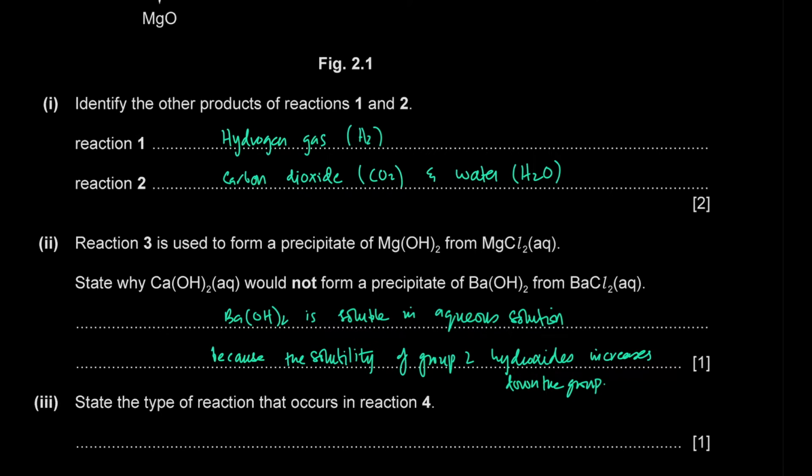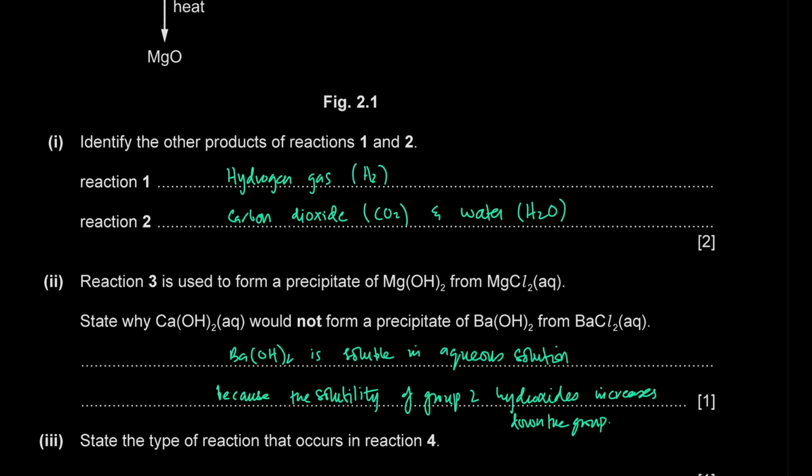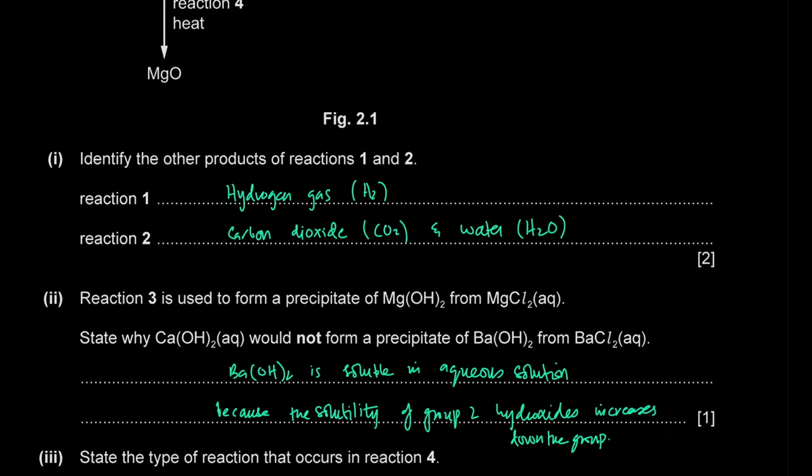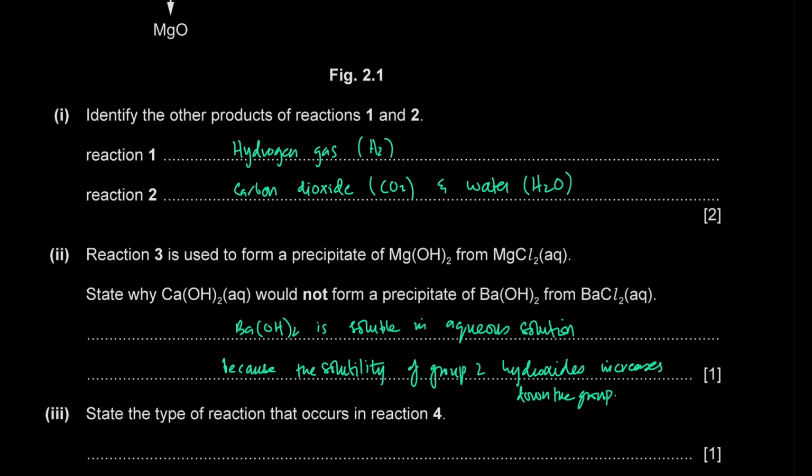State the type of reaction that occurs in reaction 4. So in reaction 4, magnesium carbonate is being heated to form magnesium oxide. This reaction over here is a thermal decomposition reaction. Magnesium carbonate is being decomposed to form magnesium oxide and carbon dioxide. The type of reaction here is thermal decomposition.